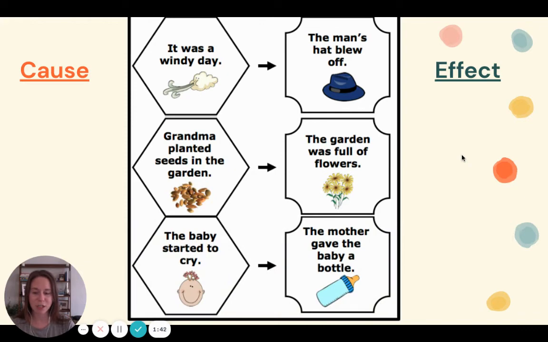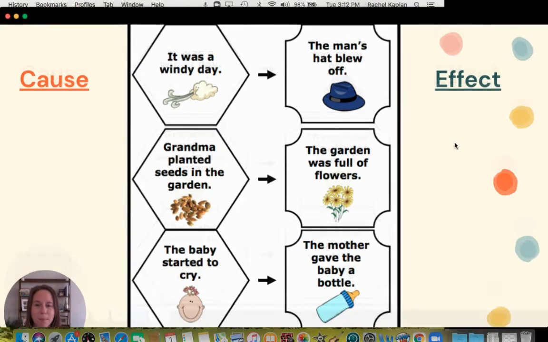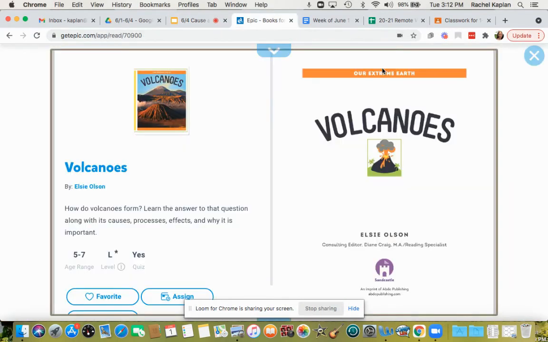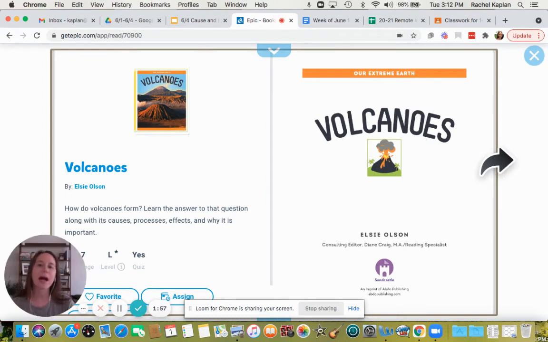The baby started to cry, so the mother gave the baby a bottle. The baby crying was the cause. Giving the baby a bottle was the effect. I'm going to read a book all about volcanoes. As I read this book, I'm going to look for examples of cause and effect. I'll use some clue words and pictures to help me think about which examples of cause and effect I can find.